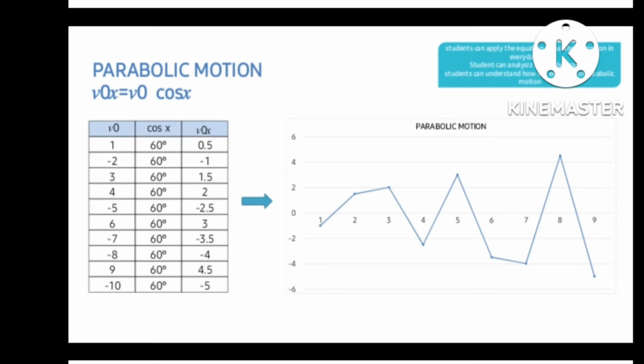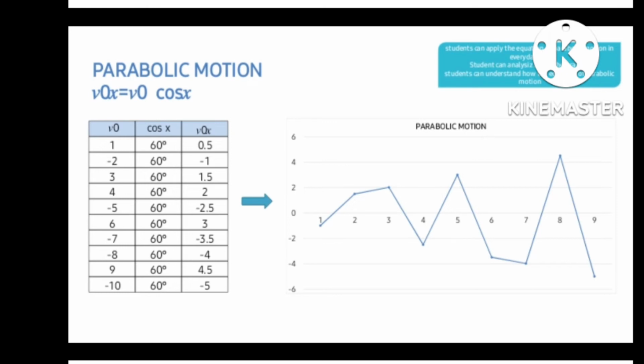Next, the initial velocity is minus 5. The cos x is 60 degrees. So the value of parabolic motion is minus 2.5. Next, the initial velocity is 6. Cos x is 60 degrees. So the value of parabolic motion is 3. Next, the initial velocity is minus 7. Cos x is 60 degrees. Then the parabolic motion is minus 3.5.